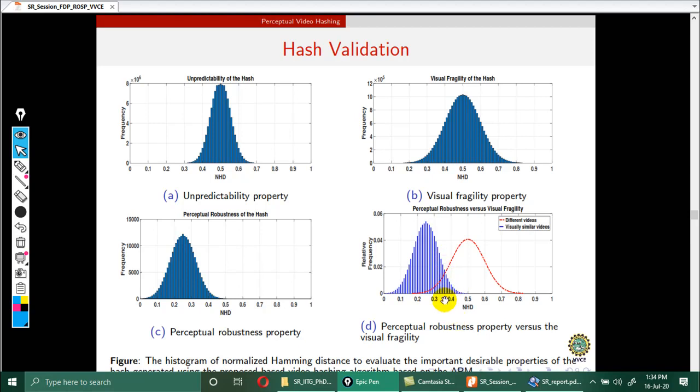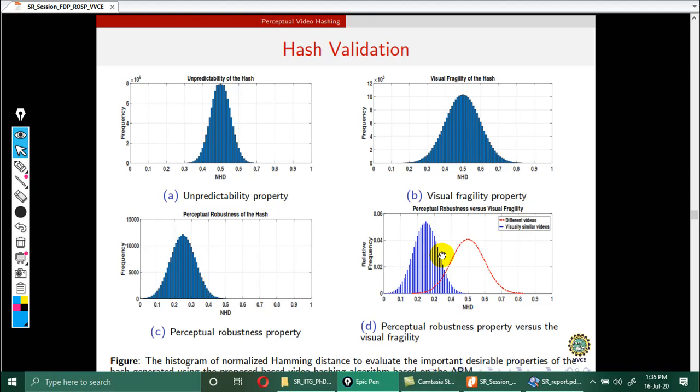Suppose I put a threshold of 0.35. If the normalized Hamming distance is above 0.35, then I say it is different. If it is below 0.35, it is the same. You can see that there is still misclassification, because there are some visually similar videos whose normalized Hamming distance is greater than 0.35. Also there are some perceptually different videos whose normalized Hamming distance is around 0.2 to 0.3, and hence there are some misclassifications. So we always try to minimize this misclassification.